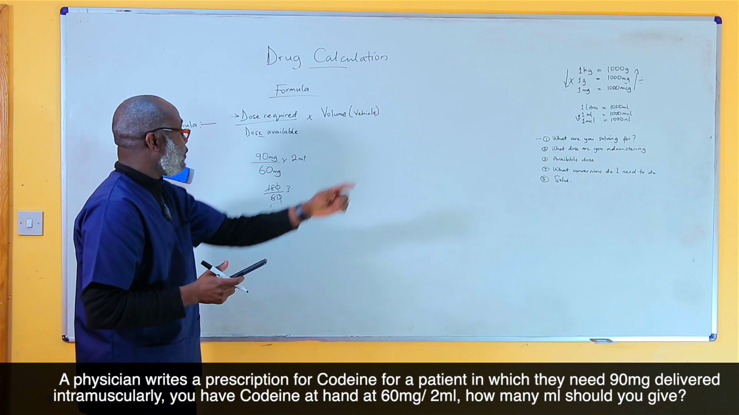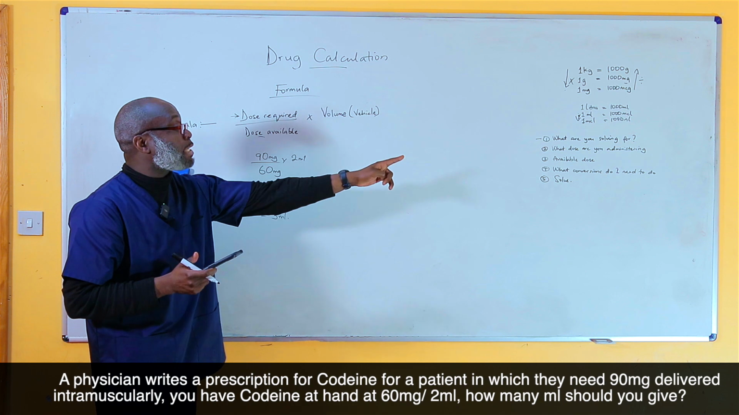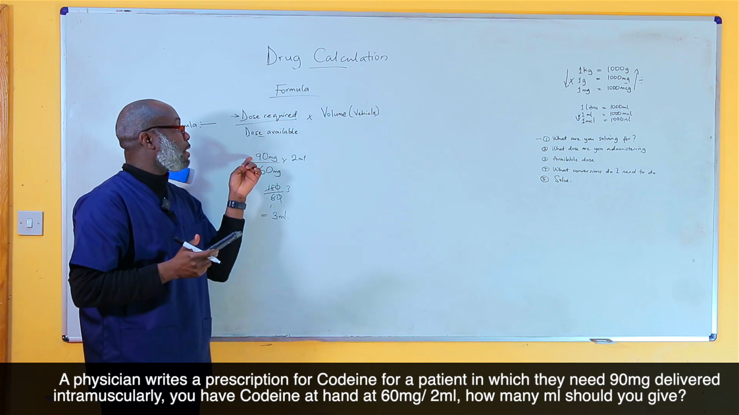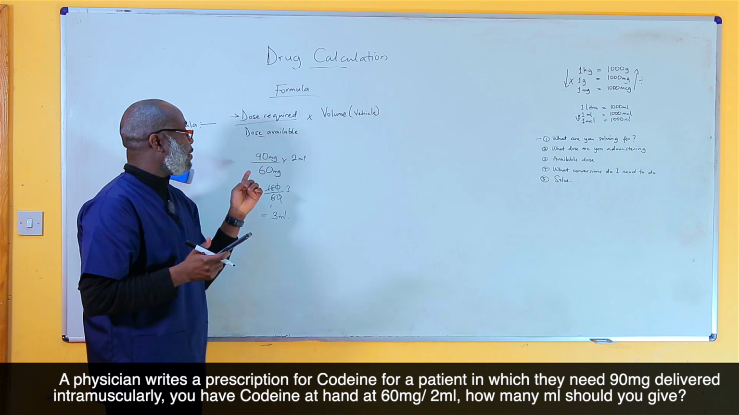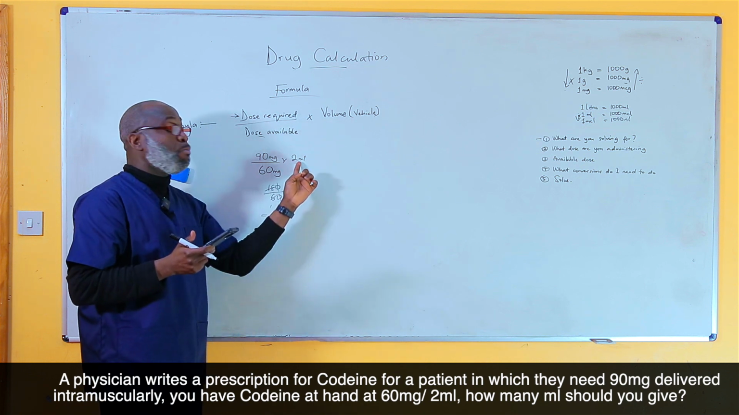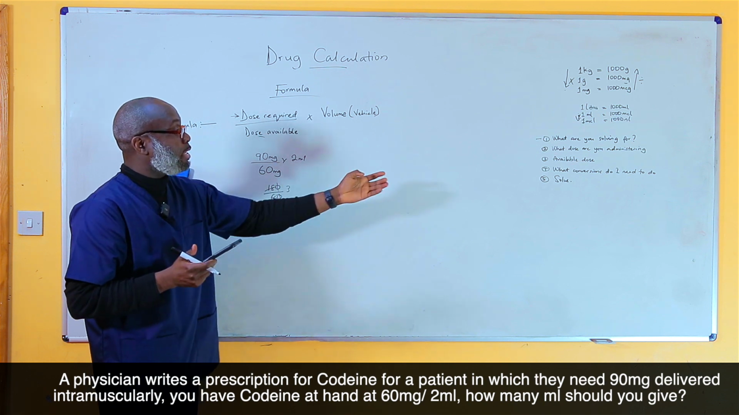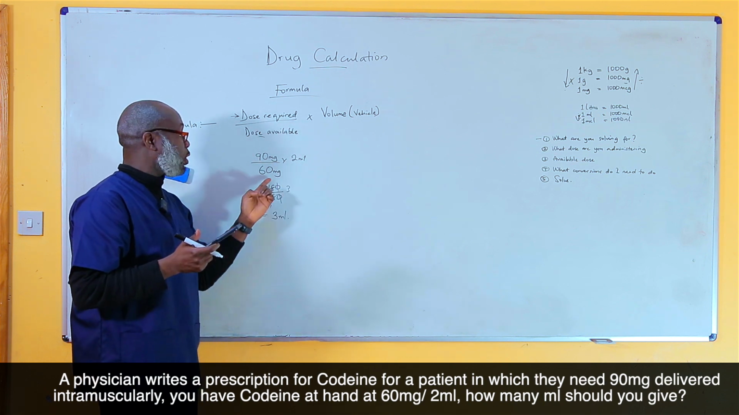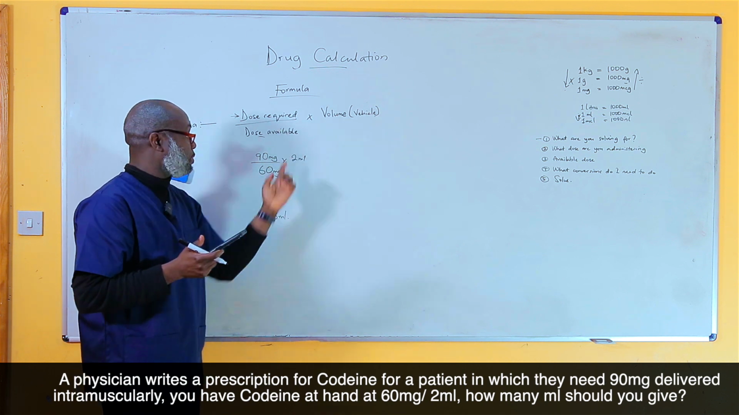So what are you solving for? You're solving for the volume of the medication you're going to give. What are you administering? You are administering 90 milligrams. Then what available dose do you have? You have 60 milligrams in 2 mL. Then what conversions? There's nothing to convert because you have milligrams and milligrams, and milliliters. So the next thing is just for you to solve.